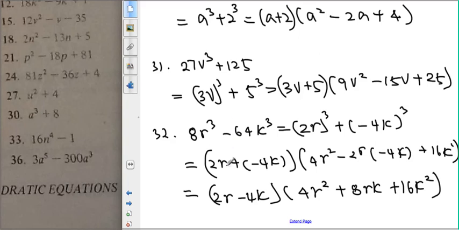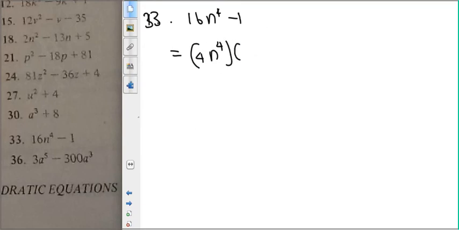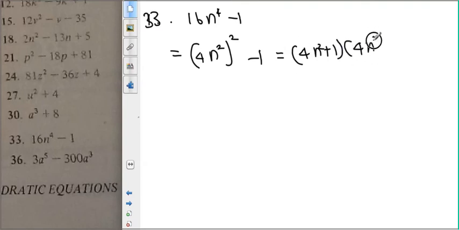33. 16n to the fourth power minus 1. So this can be done by the difference of two squares. We end up getting 4n squared, all squared, minus 1. Then this in fact becomes 4n squared plus 1 times 4n squared minus 1.